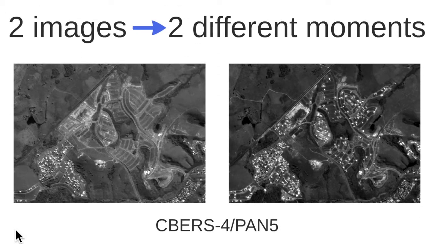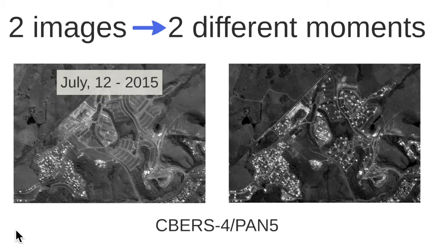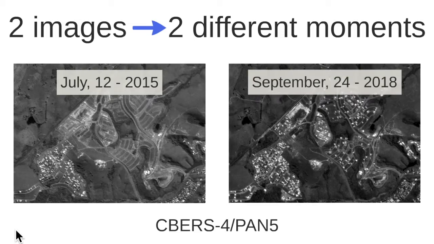We have these two images from two different moments. These images are the panchromatic bands from the Sibers 4 satellite. The first image was acquired on July 12, 2015, and the second image on September 24th, 2018. We have to assume that both images are co-registered.